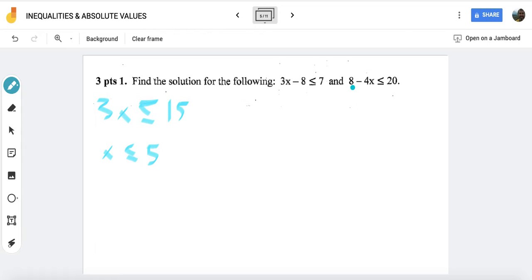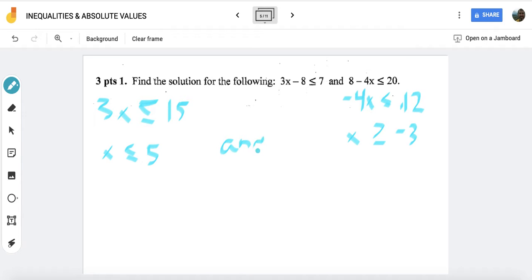And then to solve this one, I'm going to subtract 8 to get negative 4x is less than or equal to, when I subtract 8, I get 12. Divide by negative 4, and since I'm dividing by negative 4, I need to remember to switch the symbol around. I get negative 3. Not showing much work because I'm not that good at writing with the mouse. And then it's the word and in between.